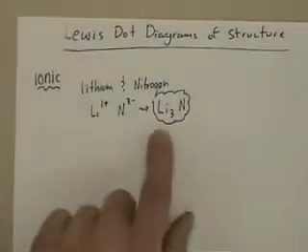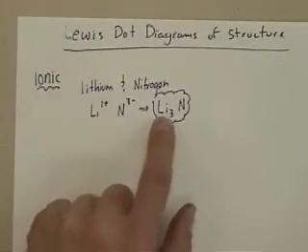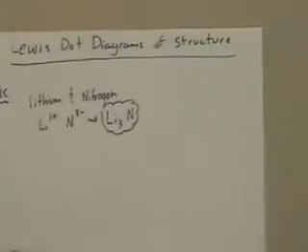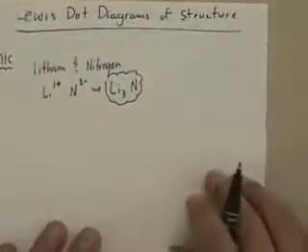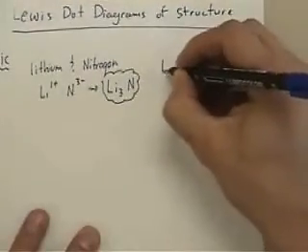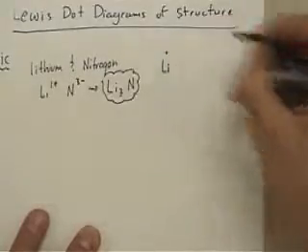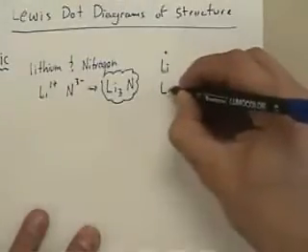That's why you do it. That's why they're combining. They want to be this. So that means you want 3 lithiums and 1 nitrogen. So here's how I'm going to take care of this. I'm going to draw out my dot structure for lithium. There's 1, and I need 3 of them.